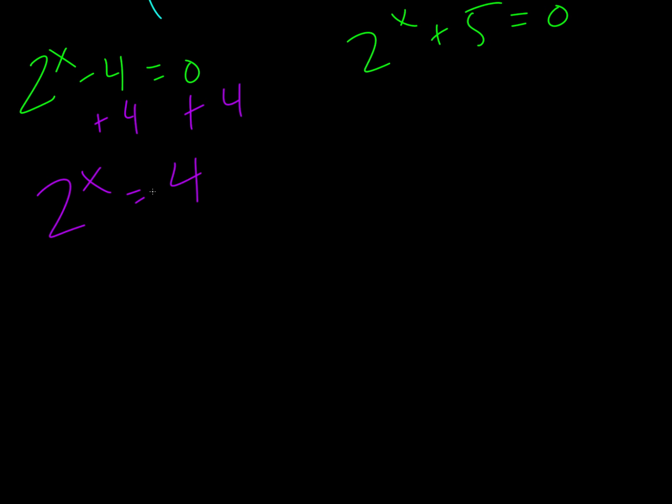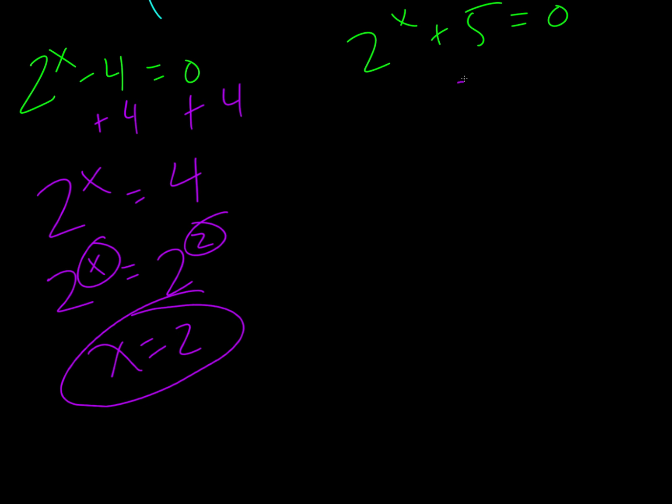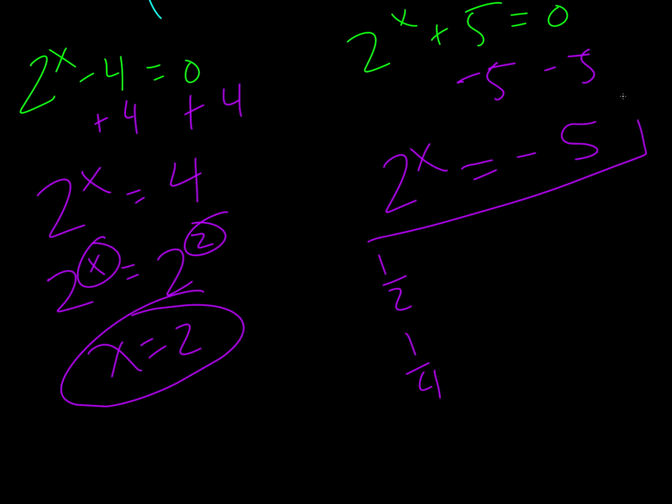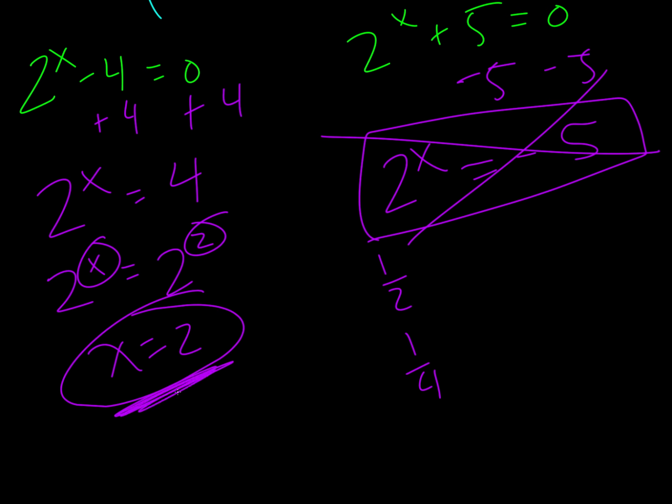We're going to write 4 as something with a base 2. So 2 to the x equals 2 squared. So this must equal this. So x equals 2. Over here, we subtract 5. 2 to the x equals negative 5. And there's no way that this will be a negative number. Because even if we plug in like a negative 1, that would just be 1/2. If we plug in a negative 2, it would be 1/4. There's no way to make this negative, so we throw out that answer, and so the only answer is x equals 2.